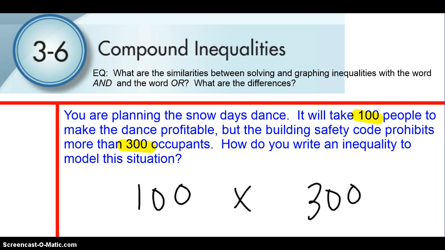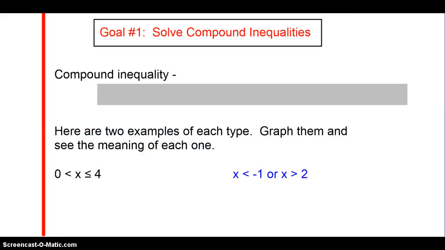Now, it will take 100 people to make the dance profitable. So that's the smallest side. Could it equal 100? The answer is yes. And then the 300 is the biggest. Could it equal 300? Yes. So there you go. That right there is a compound inequality. So we're going to be writing some of those today, and we're going to be solving some. It's going to be great.